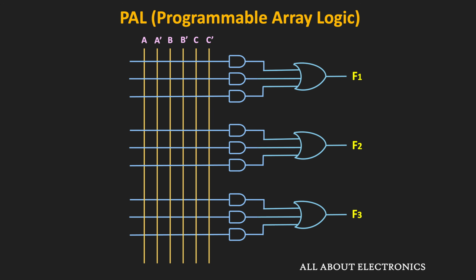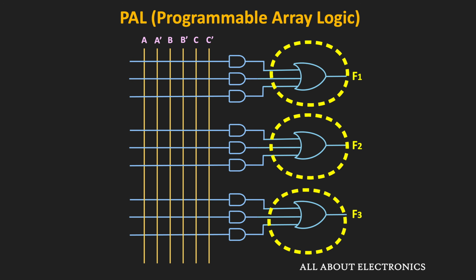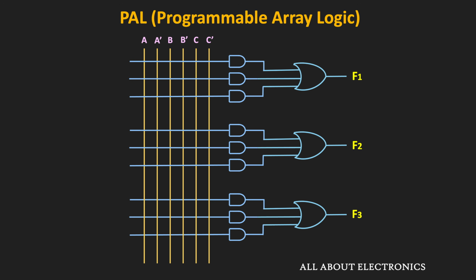Here, the output of each OR gate will be in sum of product form, and therefore each OR gate output may represent an individual function. So if the PAL system has a total of 3 OR gates, it can implement 3 different Boolean functions. As you can see, in this particular PAL system, each OR gate has the same number of AND gates. Each OR gate has a total of 3 AND gates, and therefore each OR gate can generate 3 product terms.